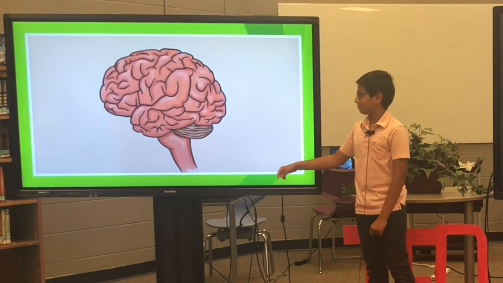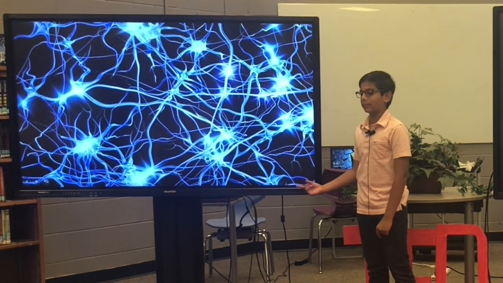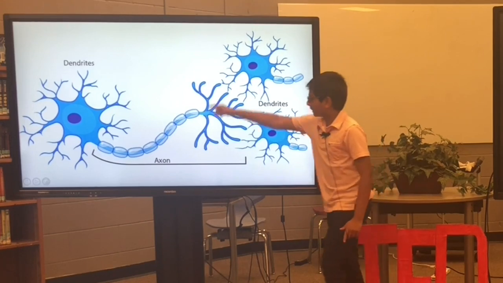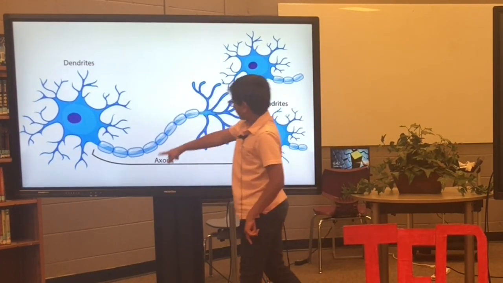So this is a brain. And the brain is made up of a bunch of these. These are neurons. And this is typically what a neuron looks like. So it has dendrites, it has a cell body, and it has an axon.